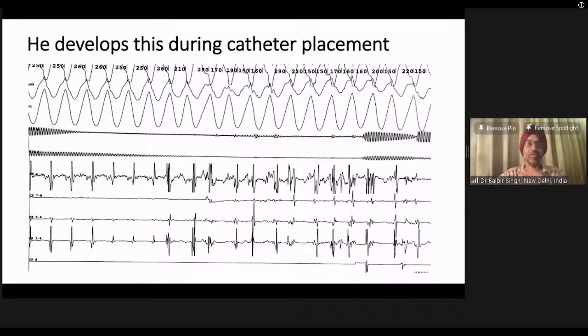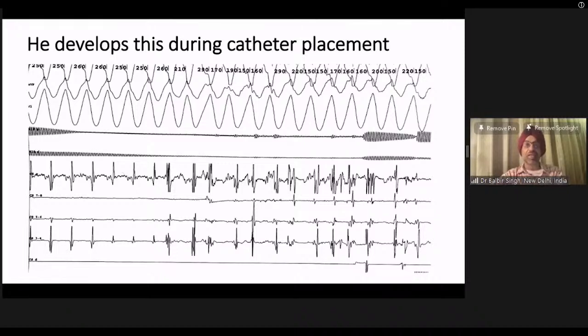So you see a very rapid, broad tachycardia. You can see the cycle length vary between 150 to 260. You see very broad, all beats are broad. You don't even see a single beat which is narrow. The CS electrograms show atrial fibrillation.